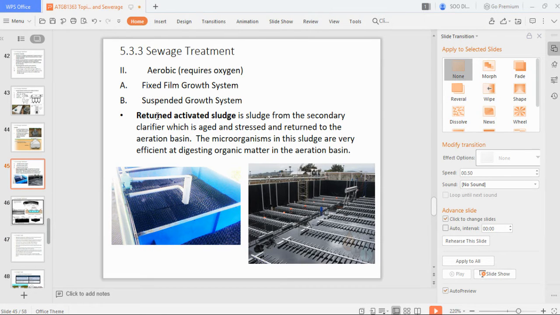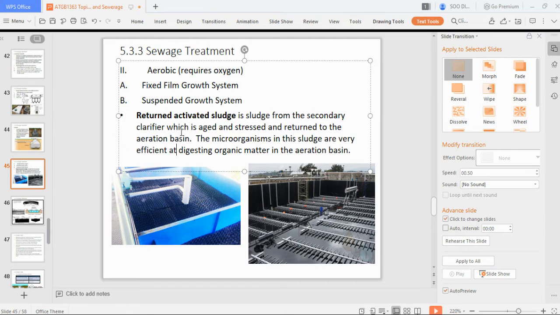Then we have this term. A return activated sludge is a sludge from the second clarifier, which is aged, stressed, and returned to the aeration basin. So this sludge is actually very efficient in digesting organic material in the aeration basin. So we want to try to keep the good bacteria in this and also some other place to ensure that the microorganism is still remaining in the system to break down all the wastewater.